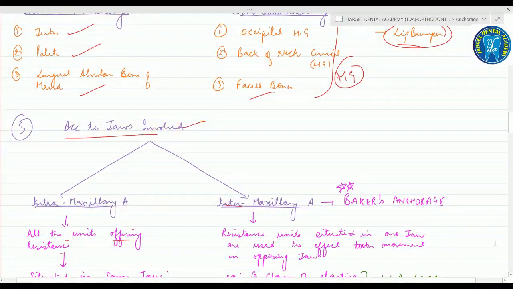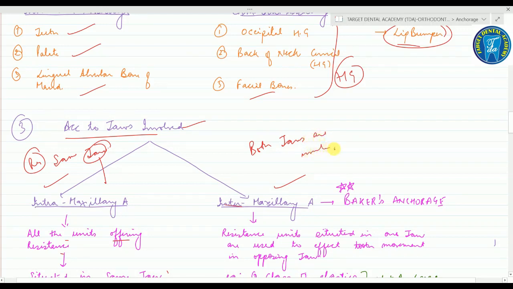Third is according to the jaws involved. In this we have the intramaxillary anchorage and the intermaxillary anchorage. Intramaxillary anchorage means all the units offering the resistance are situated in the same jaw, and it is called intramaxillary anchorage. Intermaxillary anchorage is when both the jaws are involved.